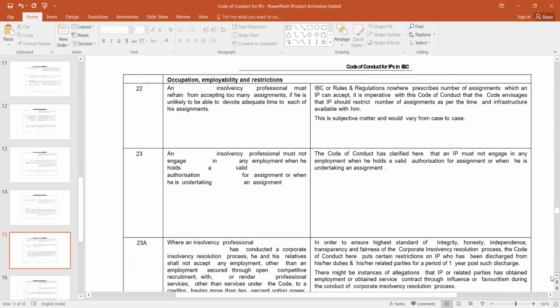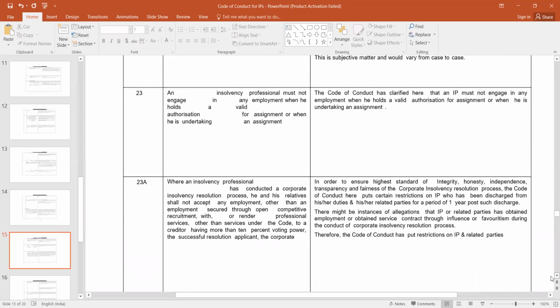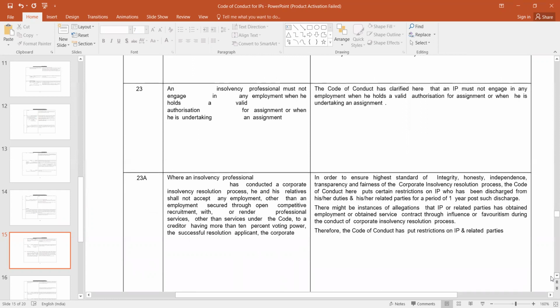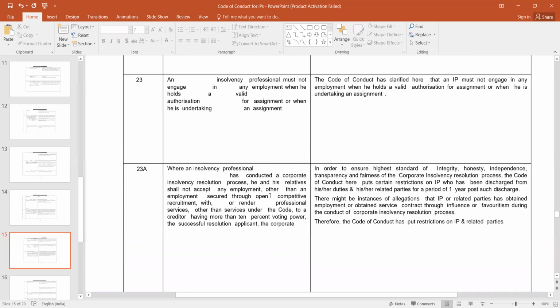Next point is where an insolvency professional has conducted a CIRP, he and his relatives shall not accept any employment other than an employment secured through, this is also important. Actually, there is a certain time period also within which you should not accept any assignment. Suppose you have conducted a CIRP. Now your son is employed with that particular company after resolution.